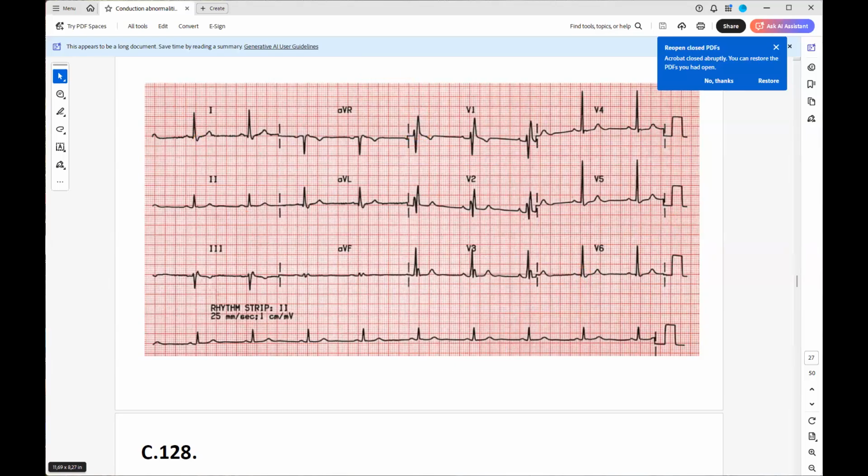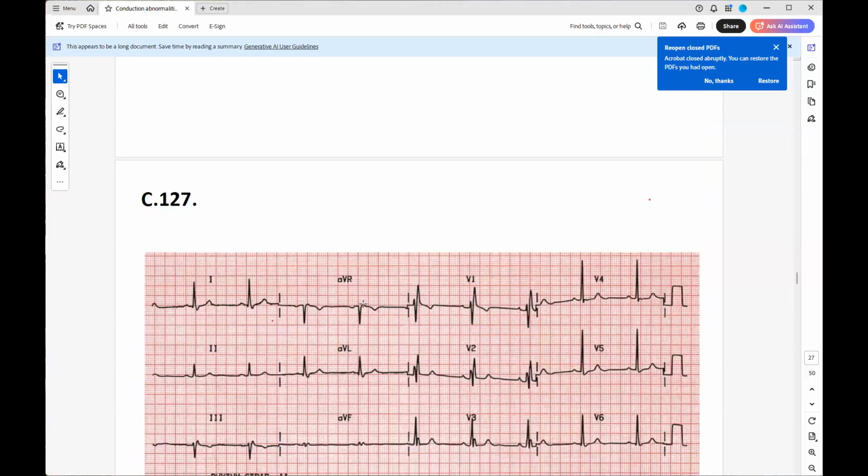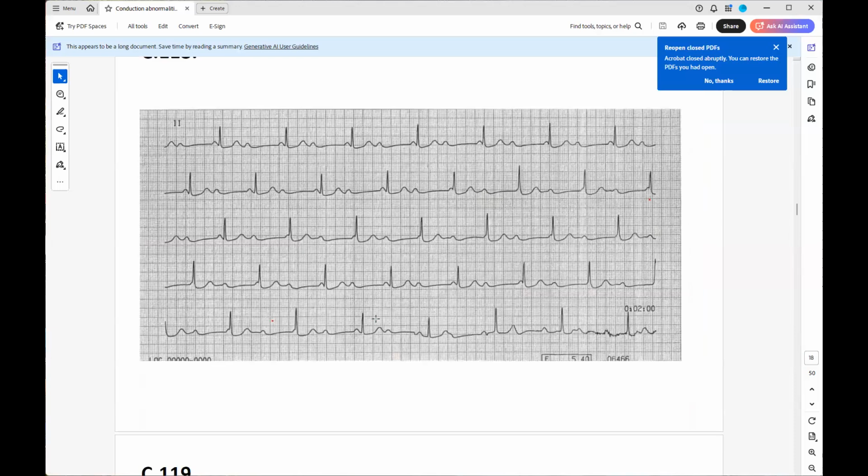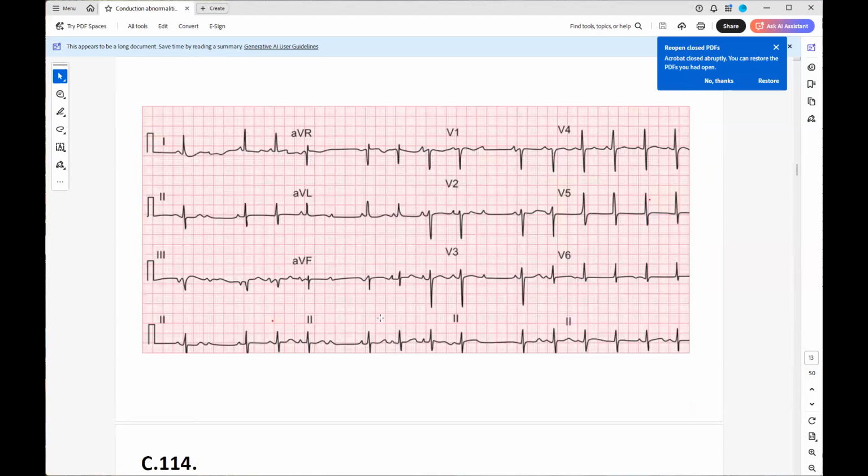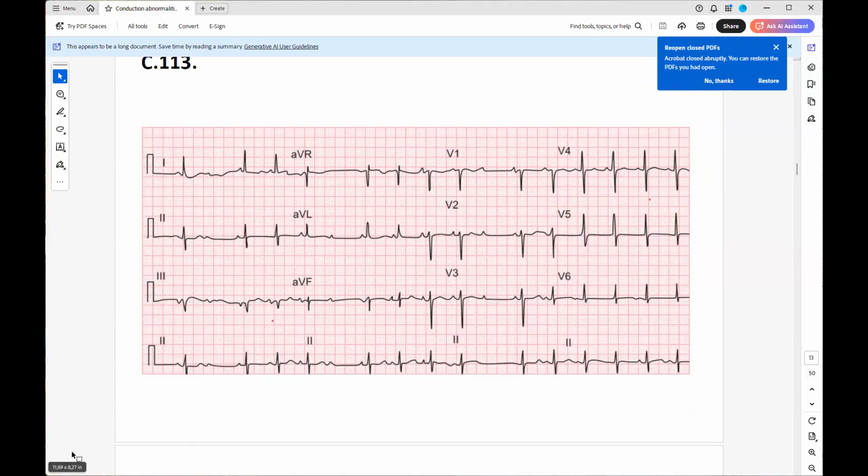Next one. I got 113. 113, okay, 113. Oops, wait a minute. Come on. Yes, it's right here. Okay, good. So first, this is arrhythmic. Lead 2 is equiphasic and AVL is positive. So the axis is around minus 30 degrees. Okay, good.